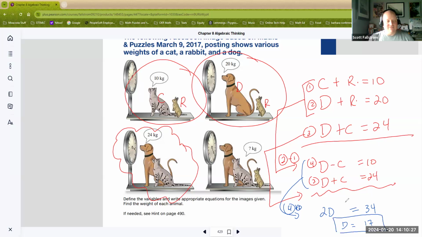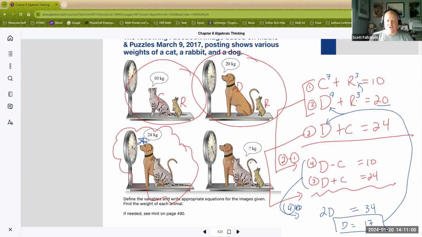What I've just done is I've used some algebraic pieces to find how much the dog weighs. Now I can go back wherever I see D. I know D is actually 17. Now I could go back full algebraic, but I'm just going to say, well, if I know D is 17, 17 plus what gets me to 20? And you could say 3, and now you know the rabbit is 3. You could then come right up here and say, if the rabbit is 3, the cat must be 7, because 7 plus 3 is 10.